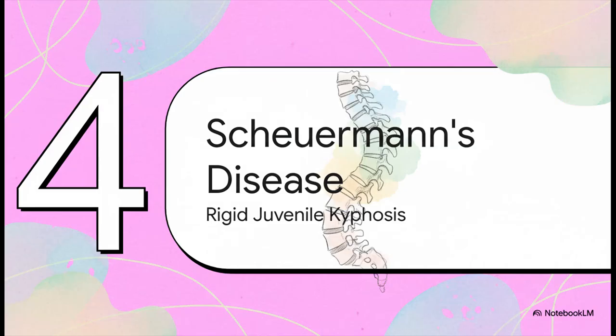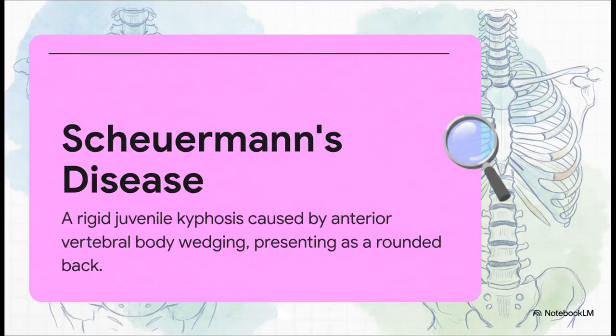Okay, let's switch gears. We've been living in the coronal plane with scoliosis, looking at the spine from the front. Now, we're going to pivot 90 degrees and look at the sagittal plane, from the side, to talk about our next condition, Scheuermann's disease. So what is Scheuermann's? Basically, it's a rigid kyphosis that shows up in adolescence. Kyphosis just means that forward rounding of the spine, right? The key here is that the underlying cause is a structural problem with the vertebrae. They actually become wedge-shaped in the front, and that's what causes that classic rounded back look.